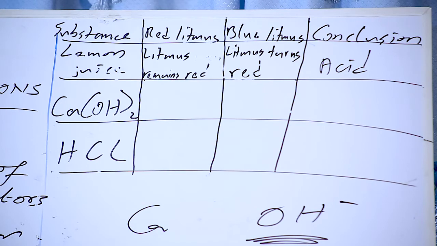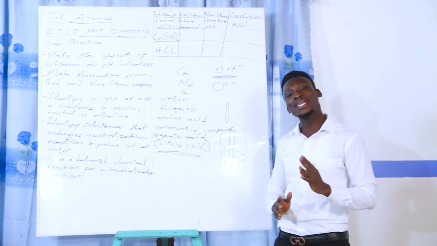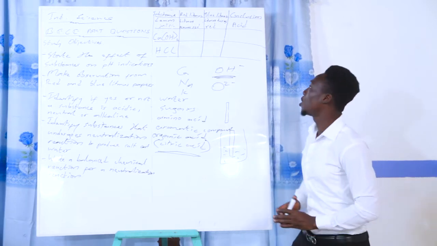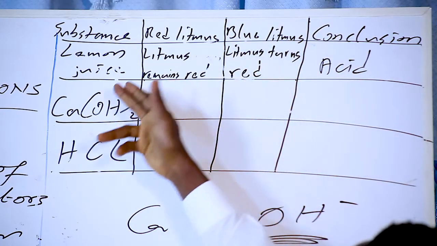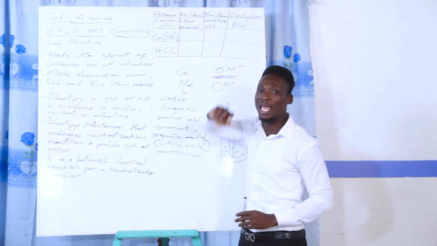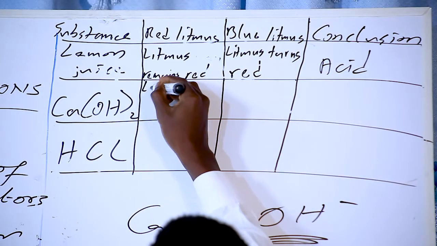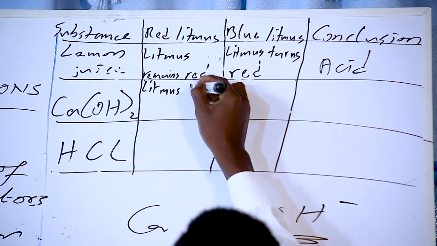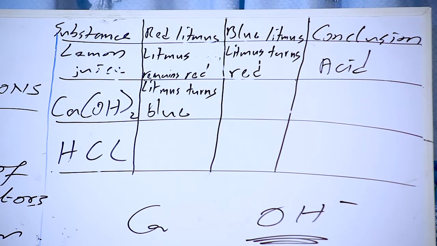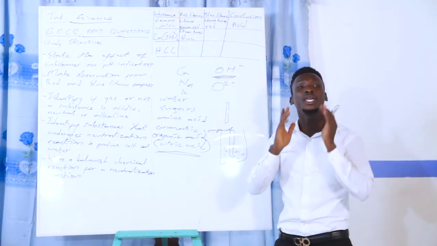So base always gives the blue effect. Acid always gives the red effect. Base always gives the blue indication. Acid always gives the red indication. So red litmus in a base, I guess you should know that we are going to have the red litmus paper turning blue. So litmus turns blue. Bases make litmus blue. Whether red litmus paper or blue litmus paper, it should be blue.